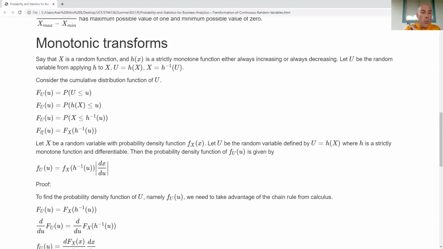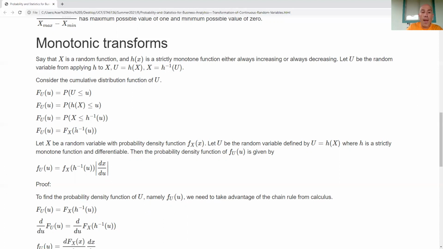So this is the cumulative distribution function. Now I want the probability distribution function. For the probability distribution function, remember, I have to take a derivative of the cumulative distribution function. Well, when I take the derivative, I'm going to need to use chain rule, because you'll notice I can take a derivative of this on the left. That will be very easy. I'll get f of u.